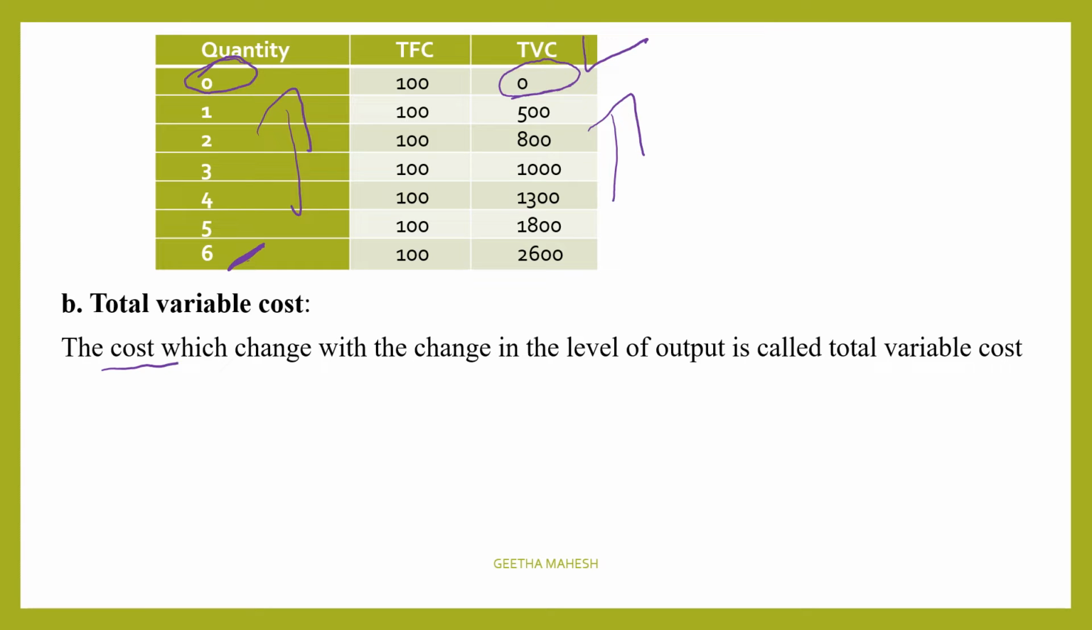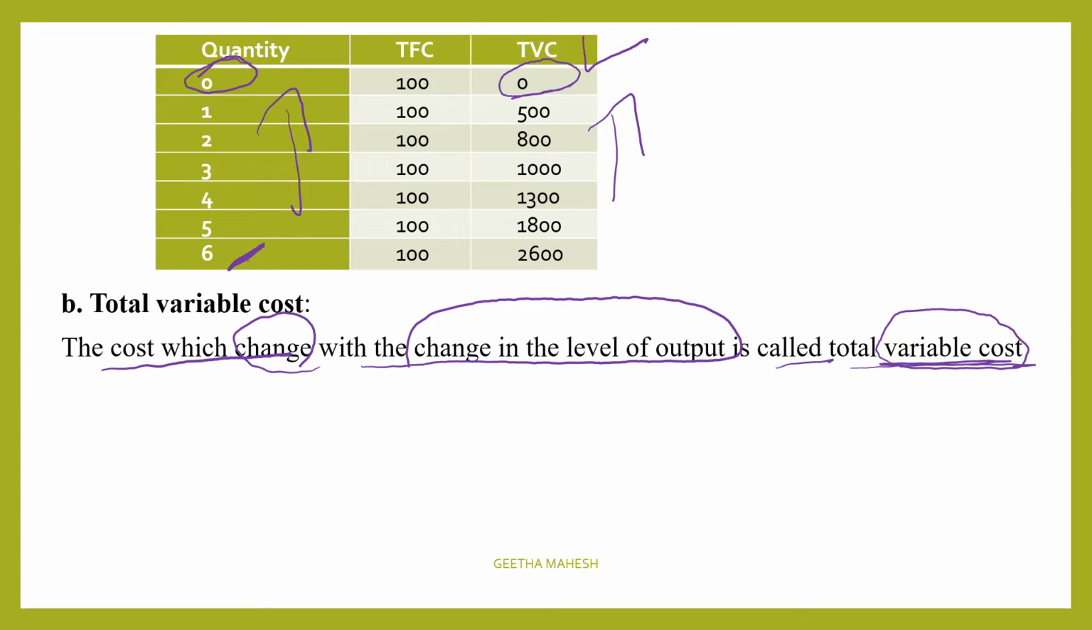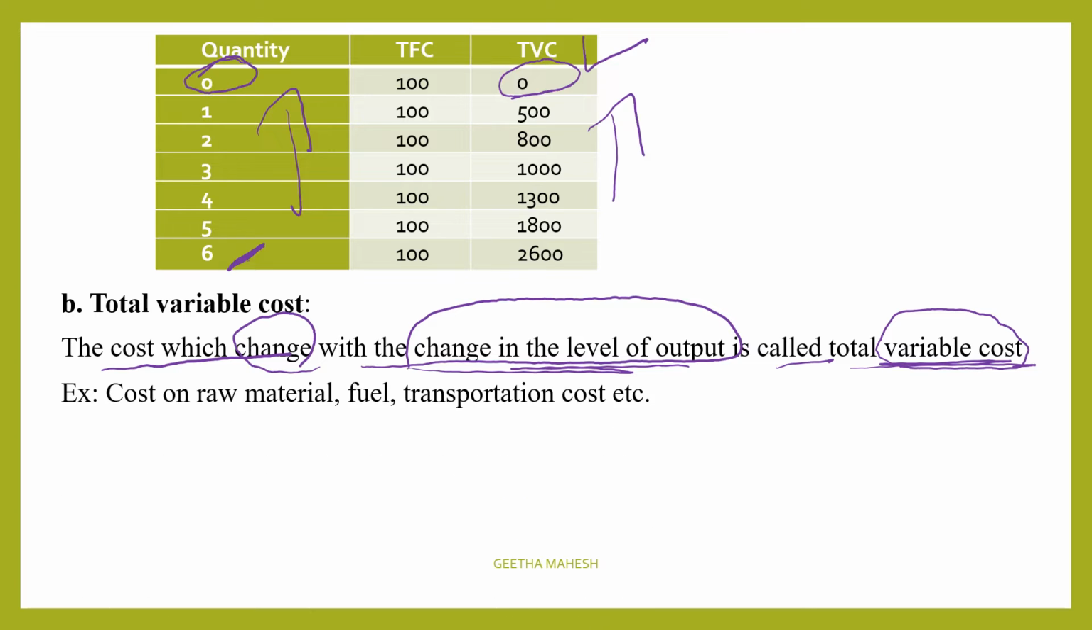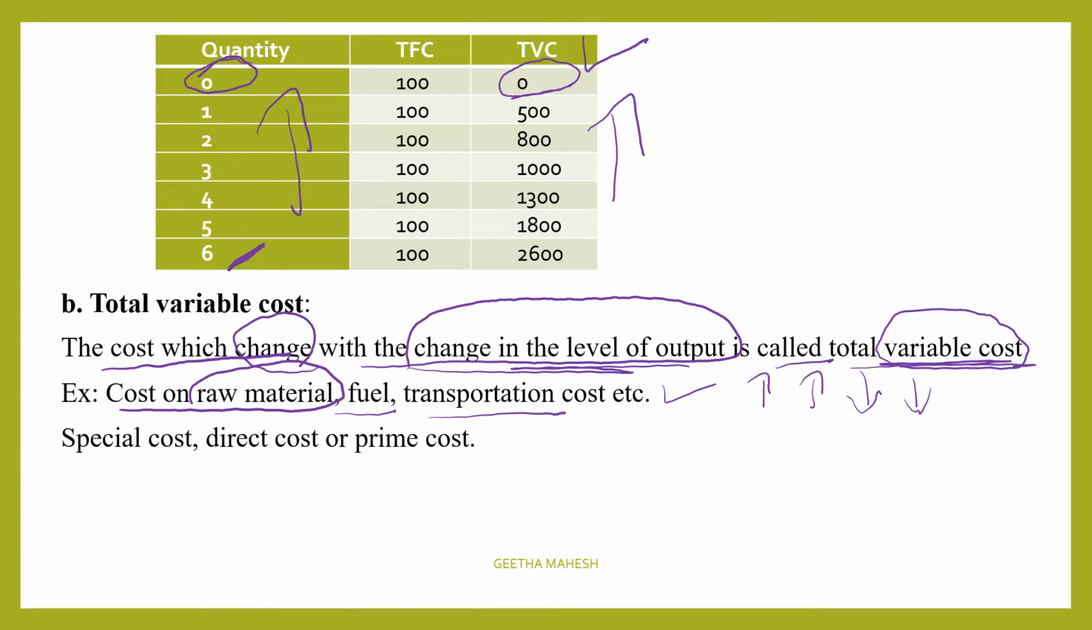You can see here the cost which changes with a change in the level of output, we call it as total variable cost. I repeat once again, a cost that varies with the level of output, we call it as variable cost. Variable cost examples are cost on raw material, fuel, transportation cost, etc. All these things vary according to the level of output. You need more raw material if you want to produce more output. You want less raw material if you want to produce less quantity of output.